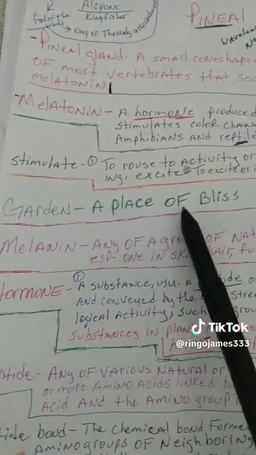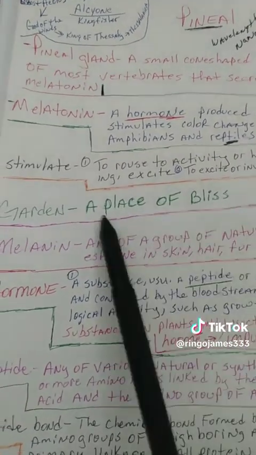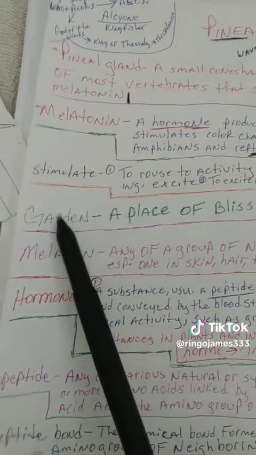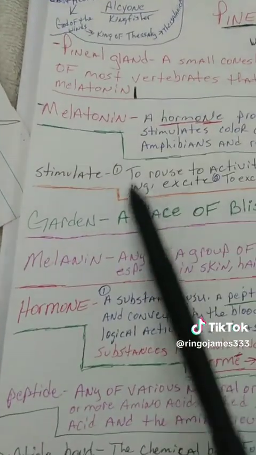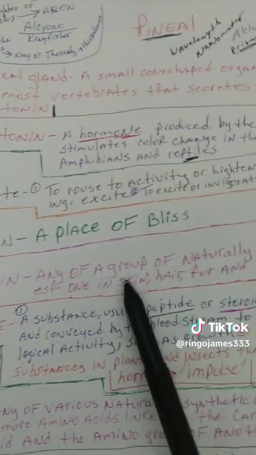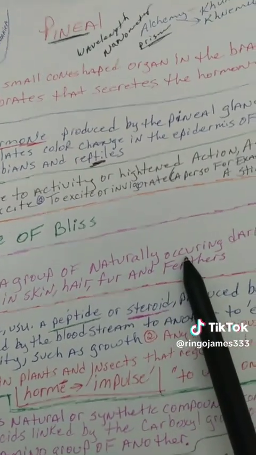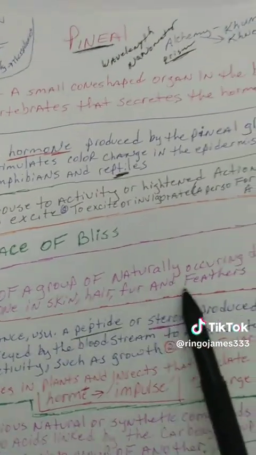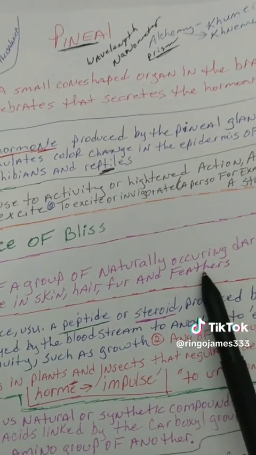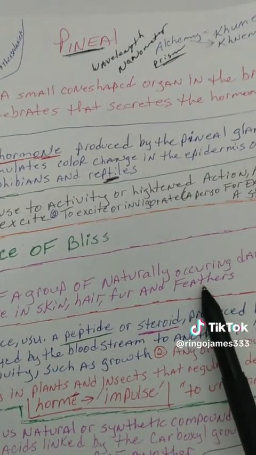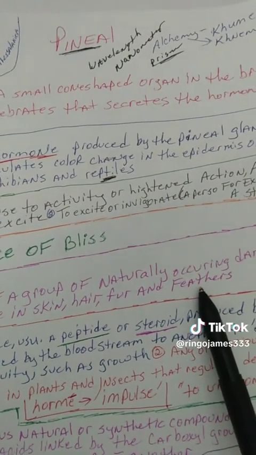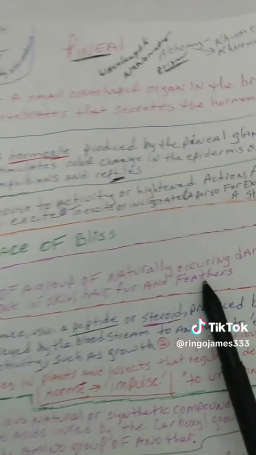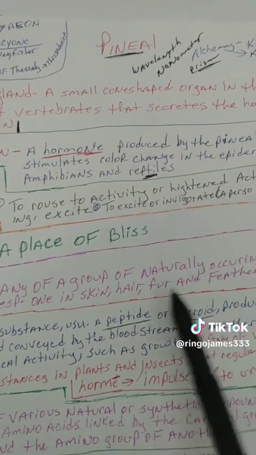Now, this is real. I'm telling you this because I know by experience, in this place of bliss, this garden is where I have been. So let's break it on down. Melanin: any of a group of naturally occurring dark pigments, especially one in skin, hair, fur, and feathers. This is why Ra is reported or explained as a bird, by the different color feathers, okay?